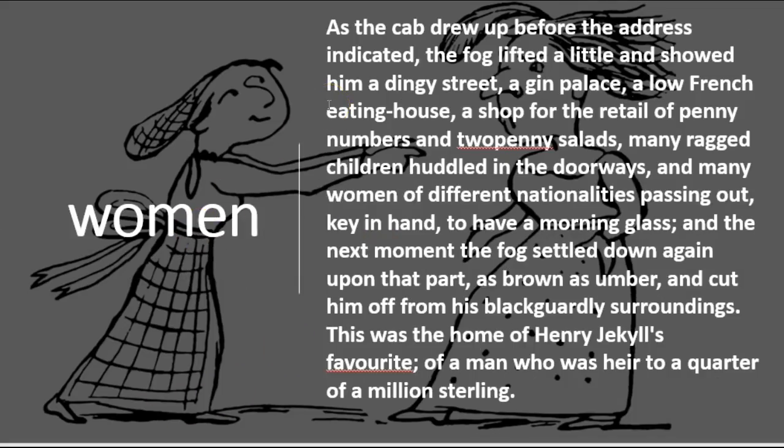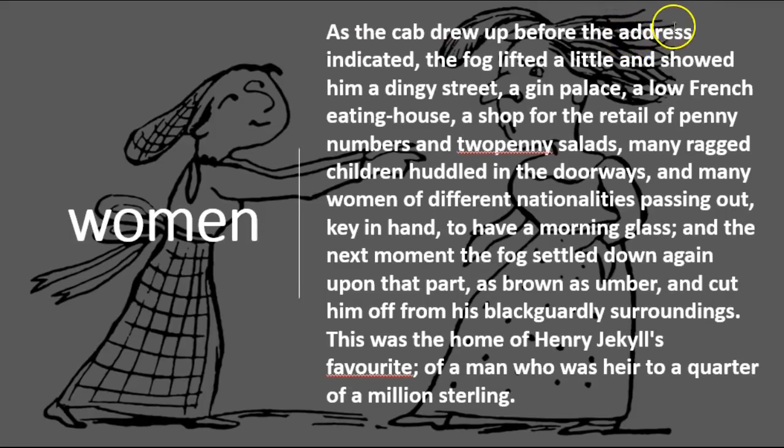Well, next we're going to meet another form of women. As the cab drew up before the address, so we're now in Soho, in Stevenson's time known as a place of ill repute, as you like, full of crime and prostitutes. The fog lifted a little and showed him a dingy street, a gin palace. So this was a pub, but it served half pints of gin. Imagine how drunk people would get. And it's open during the day.